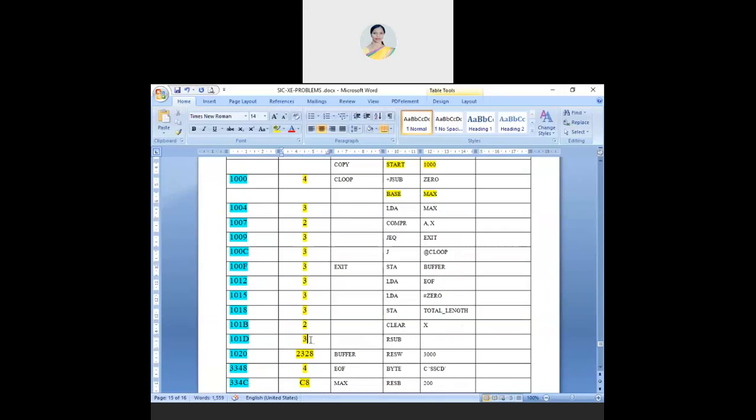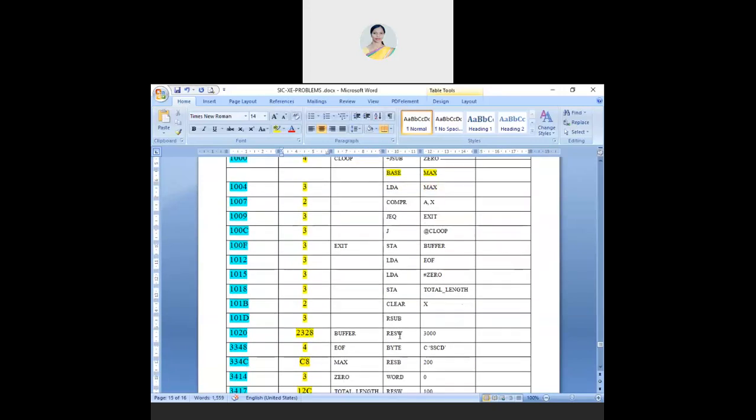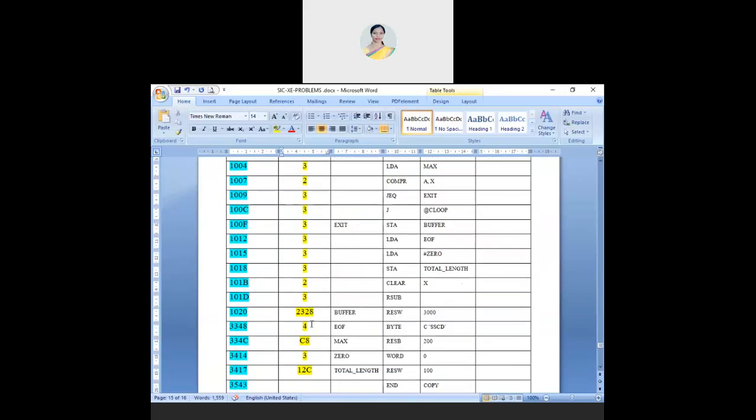Okay, and RSUB is 3, and reserve word is 2328, am I right? 2328, am I right? Yes, Neha? Yes, ma'am. You have to answer because you people said that you will do it and come, right? You haven't done it, or you people are copying from here?